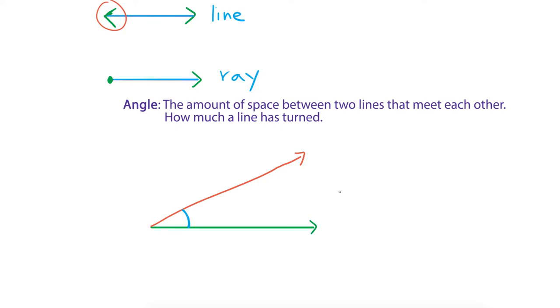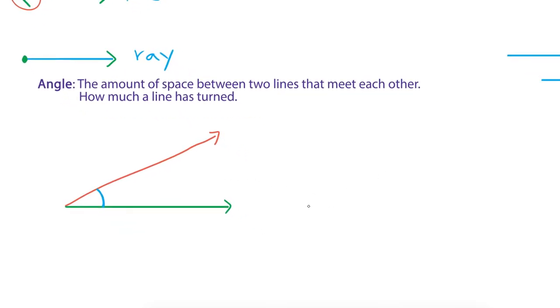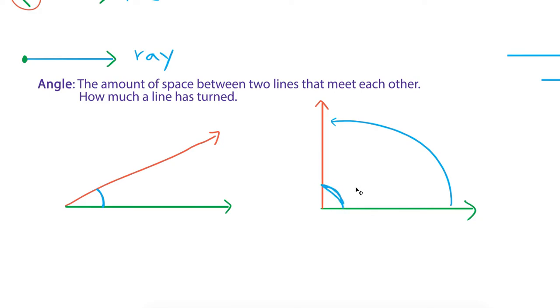And for angles, it gets a little bit tricky. So if the orange line started from here and moved all the way up here, the angle here is 90 degrees. We say it moved 90 degrees if it moves straight up, starting from on top of this green line. If the orange moved straight up like this, then it moved 90 degrees.